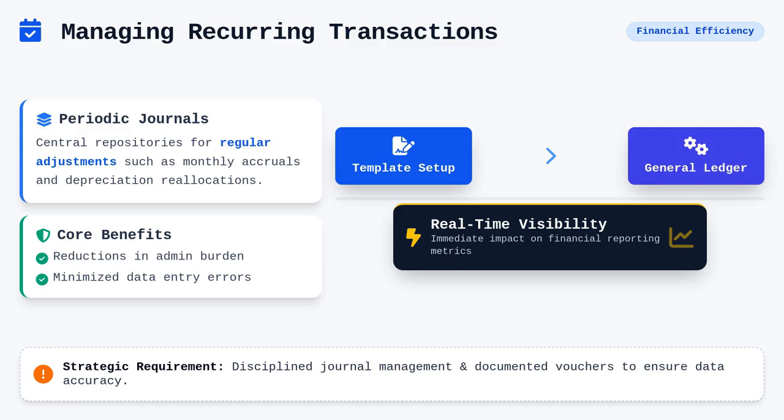Managing recurring transactions is simplified through the use of periodic journals, which serve as a repository for adjustments that occur on a regular basis, such as monthly accruals or depreciation reallocations. By setting up these periodic journal templates, you can reduce the administrative burden of repeatedly recreating identical entries and minimize the risk of data entry mistakes during these routine tasks.